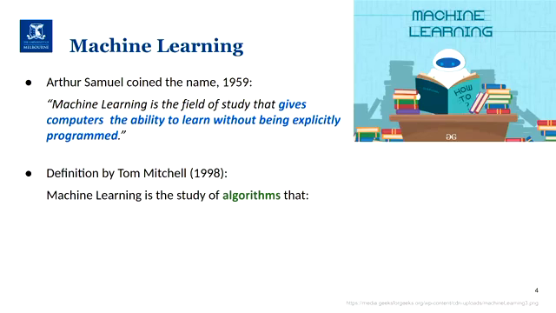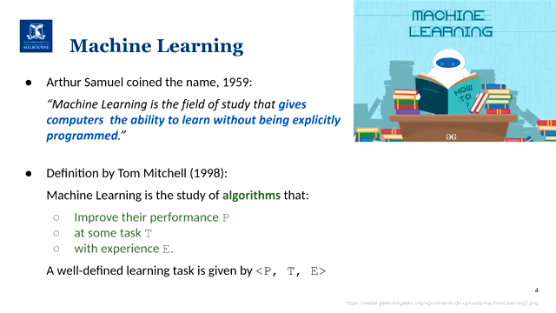He defined machine learning slightly differently. Machine learning for him is the study of algorithms that can perform a given task with a given performance, and that performance improves with experience. So for him, a learning task is given by 3 aspects: a performance metric, a task, and experience.